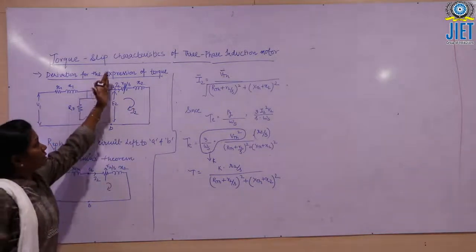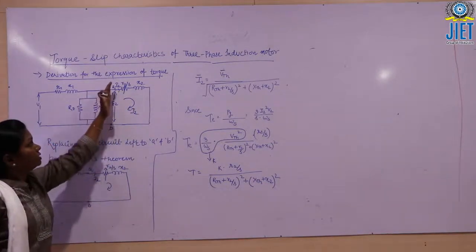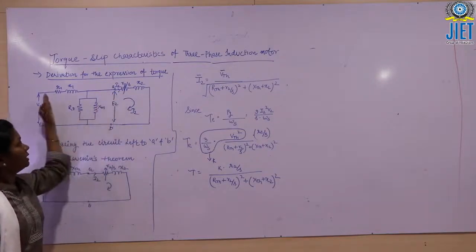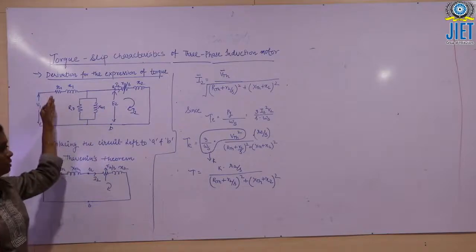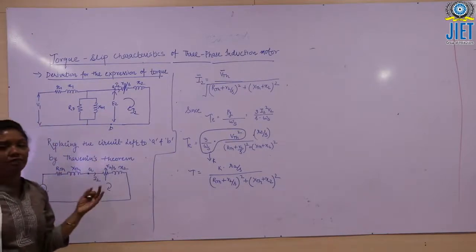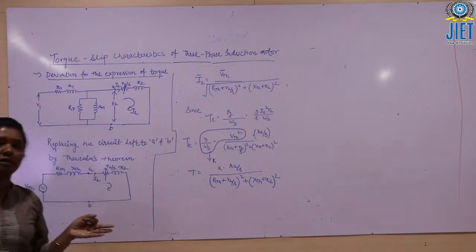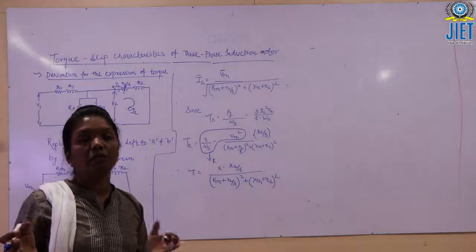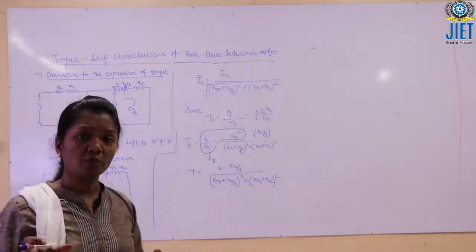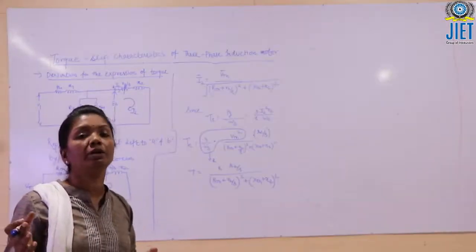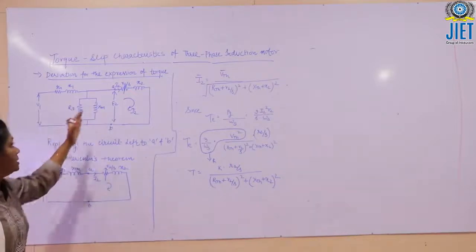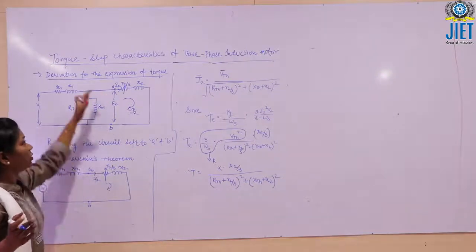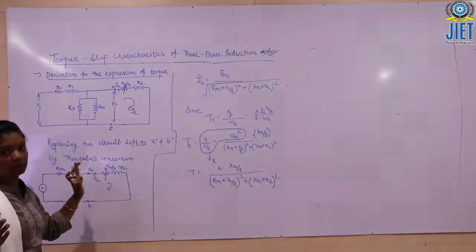So this part, that is across terminal A and terminal B, I am reducing the circuit to the left of these terminals A and B by Thevenin's theorem. It is a very well-known theorem by which we can replace a complicated network by a simple one, where the network is replaced by an equivalent voltage source connected in series with the equivalent impedance. So the circuit to the left of the A and B terminals is being reduced by Thevenin's theorem.